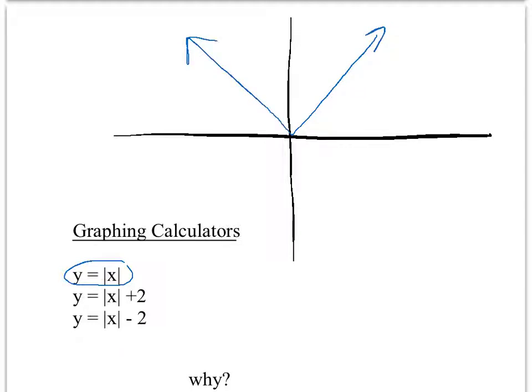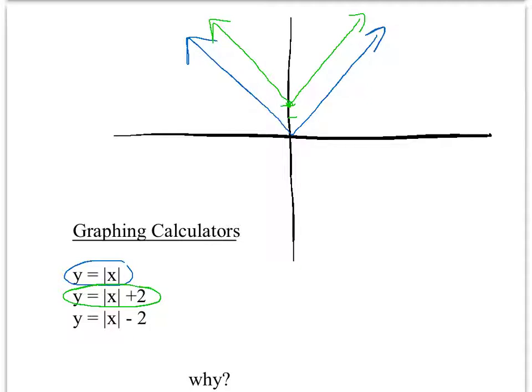Alright, now if you were to plug in to your graphing calculator using the absolute value function, absolute value of x plus 2, let's see here, you would get something where the vertex is right there. You would get the exact same function, but the graph would be up 2.